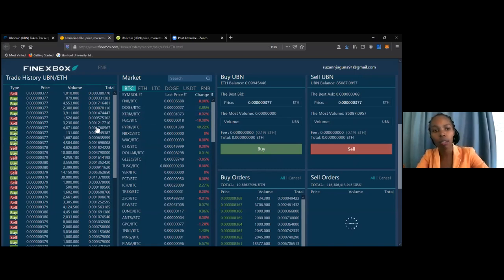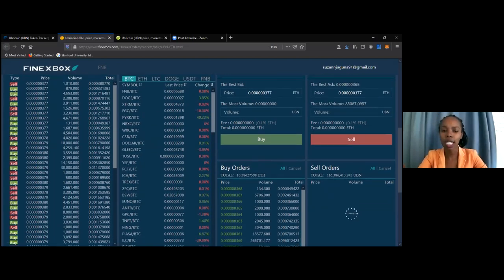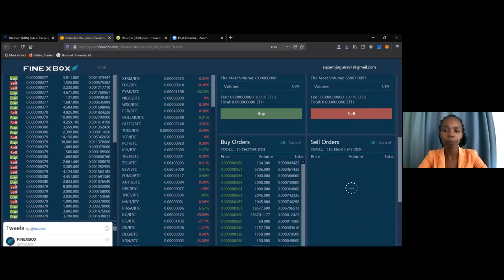So this is my order. This is what I did, the 879. I just bought 879 UBN from the market. That is how to buy UB coins from an already set sale order.